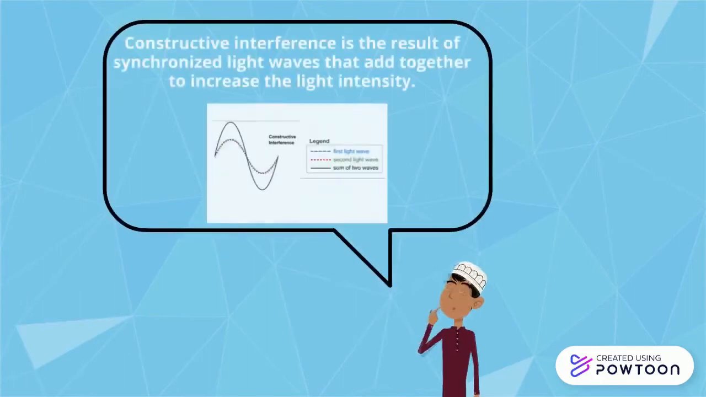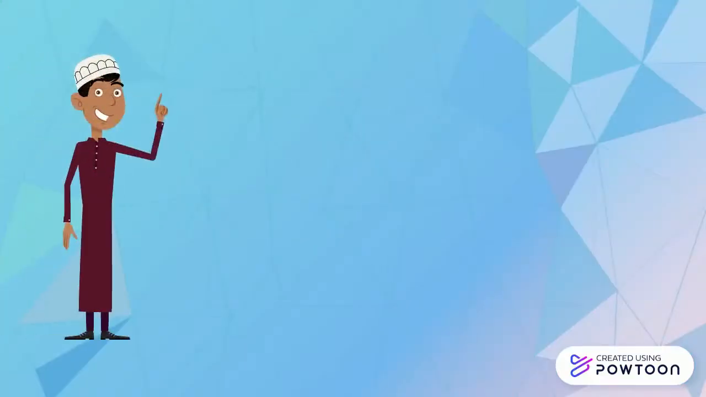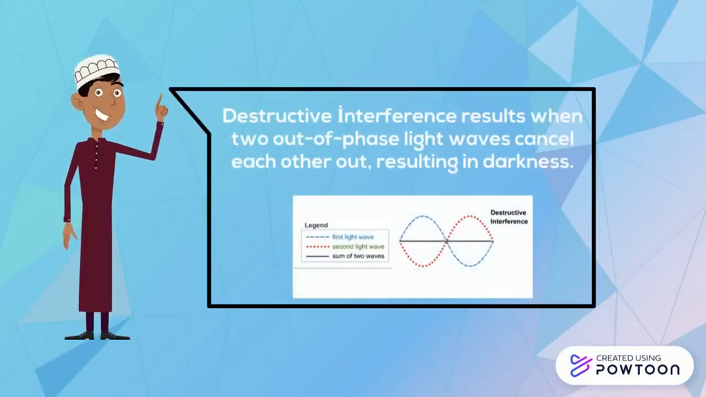Constructive interference is the result of synchronous light waves that add together to increase the light intensity. Destructive interference results when two out-of-phase light waves cancel each other out, resulting in darkness.